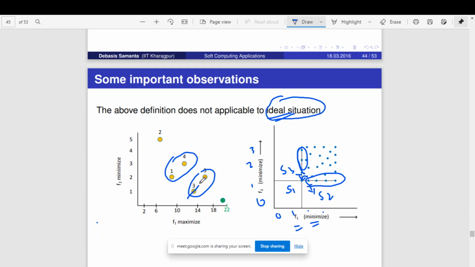Whereas in this case, if you move from 5 to 3, we are improving on F2 because F2 is being minimized, but at the same time we are degrading F1. Right. That is the Pareto optimal front.